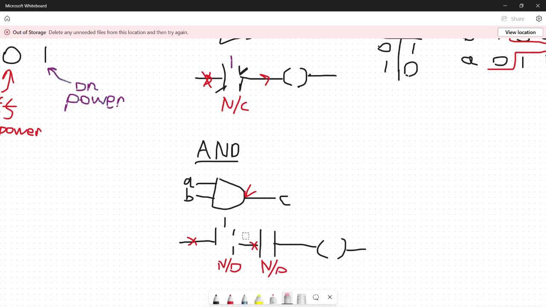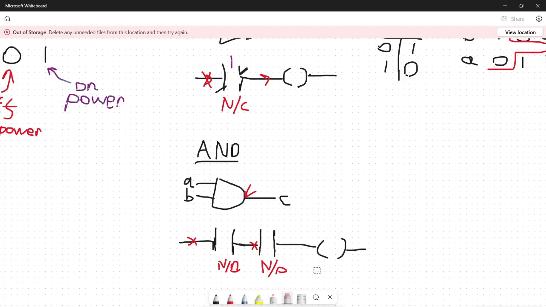So what needs to happen for both of these to be closed is this needs to be a 1 and this needs to be a 1. And then we'll get an output of 1 here. So the way you draw this circuit is it's a normally open with just the two parallel bars. So these switches need to get powered to close. Well, that looks like normally closed.